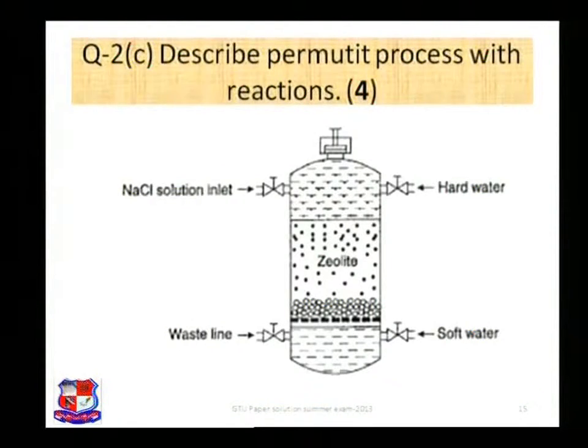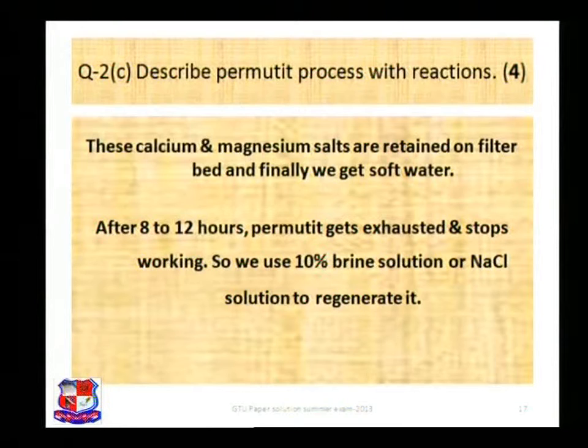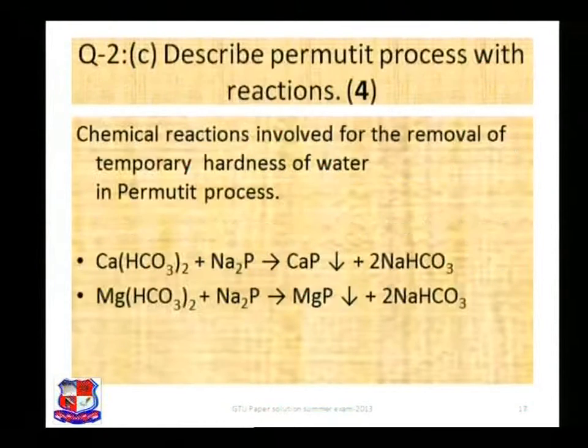You can see here in the diagram, hard water containing calcium and magnesium is passed. After passing, calcium and magnesium will stay on the sodium permutit bed, so sodium and calcium, magnesium will get interchanged, and when they get interchanged, then we will get the final soft water after the process. See here, after 8 to 12 hours, there are chances that your sodium permutit may get exhausted and stop working. So for that reason, we use 10% brine solution, that is NaCl solution, to regenerate the sodium permutit so that it can effectively work. Okay, so that is what one has to remember.